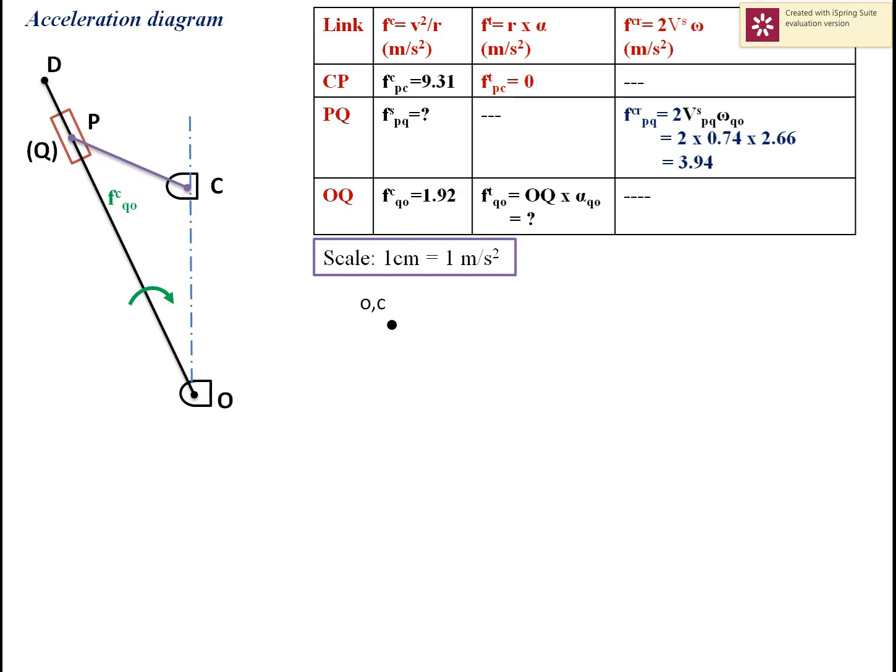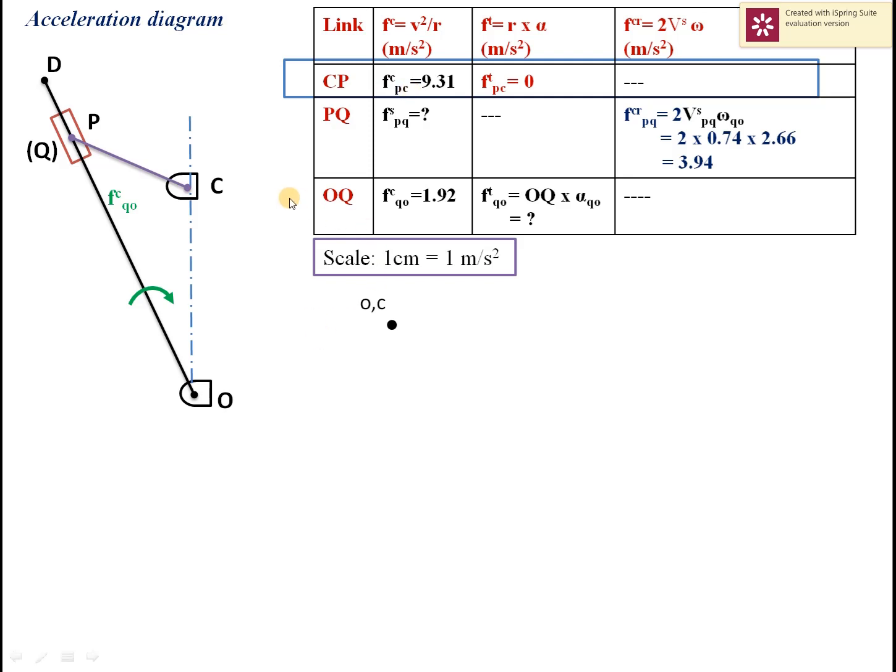Now next, let us take link CP. For CP, the first component to be plotted is FCPC, the radial or centripetal acceleration of P relative to C, which is equal to 9.31 in magnitude. So we'll draw a line or a vector of length 9.31 in the acceleration polygon to represent FCPC.